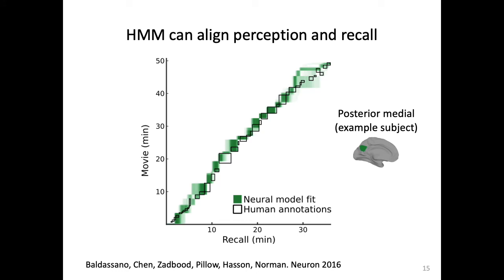By applying the HMM to data from the posterior medial cortex, we're able to find this same alignment without using any of the annotations. This alignment shown in green shows the model estimate of what moments during the movie correspond to each moment during the recall.